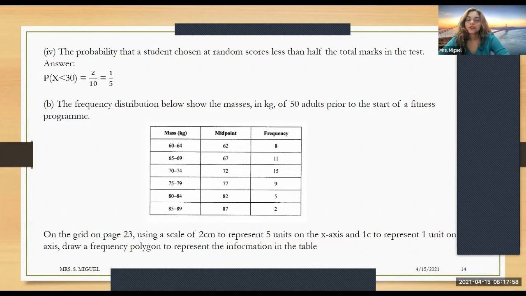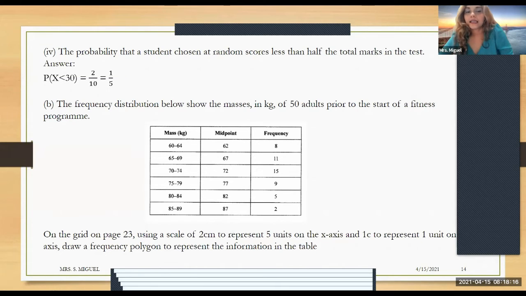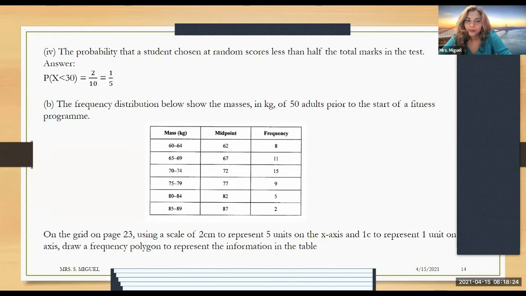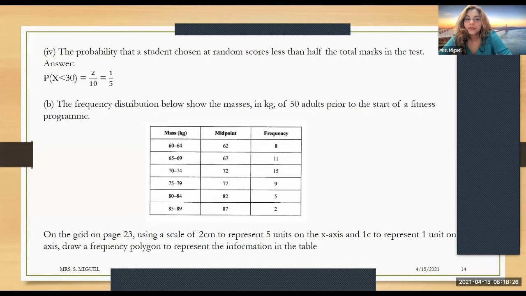The frequency distribution below shows the masses in kilograms of 50 adults prior to the start of a fitness program. We have mass in intervals. We looked at class intervals last day. So we have the mass in kilograms. On a graph, we cannot use the mass intervals to draw a frequency polygon. We have to find the midpoint, right?